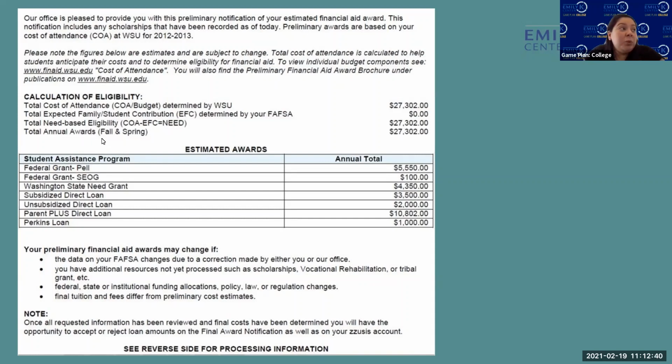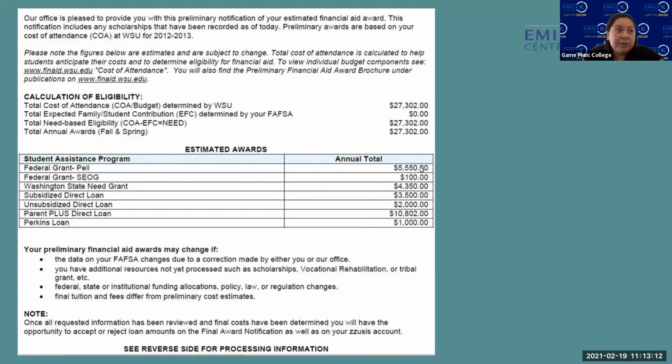And then this is where this letter gets deceiving. The total annual awards that this student is receiving is $27,302. So this school did meet their full need, quote unquote. But we're going to then decipher what each piece is and see how much the school is really costing us. So what this is saying is that the school put in the financial aid letter the total amount of $27,302.